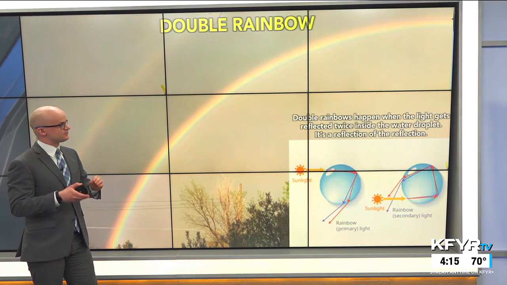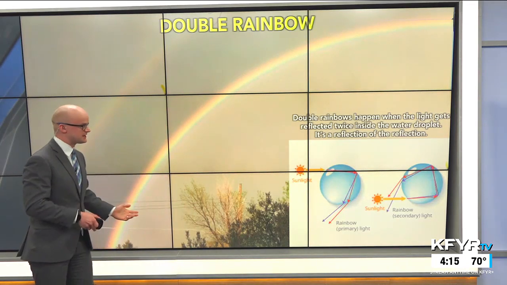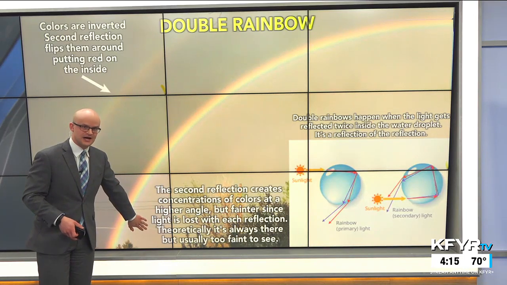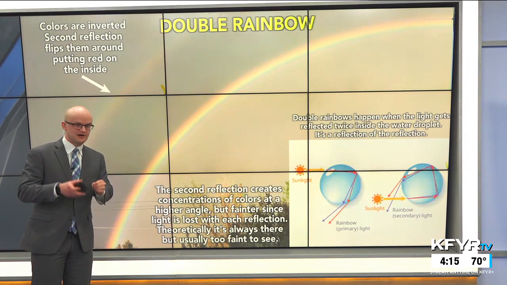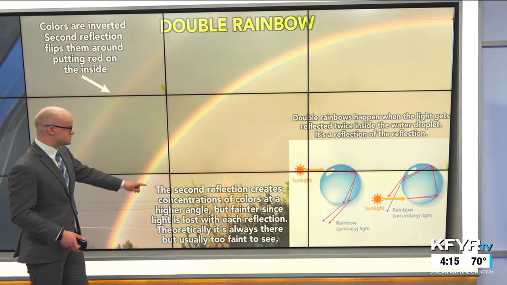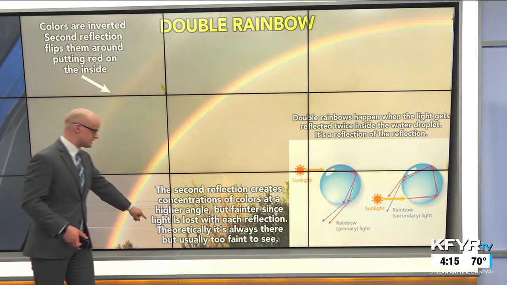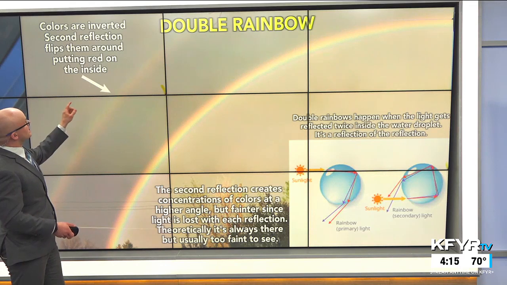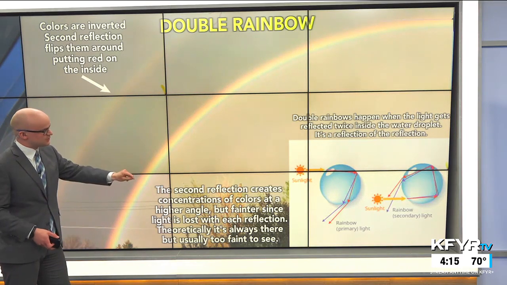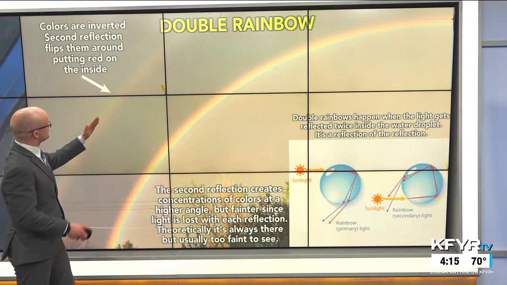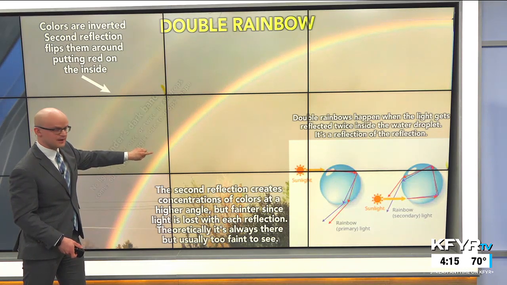happen when the light gets reflected twice inside of our water droplets, the reflection of the reflection. And this actually happens all the time, but the second rainbow is usually a lot more faint. Sometimes you can get enough concentration of those colors to see it. So the second reflection creates a concentration of colors at a higher angle in the sky, but it's fainter since light is lost with each reflection. And the colors are inverted with that second rainbow. The second reflection inside the water droplet flips our colors around, putting red on the inside of our second rainbow, but again, it's still on the top of our primary or inside rainbow.